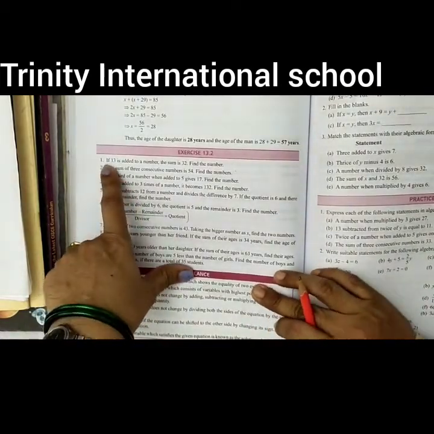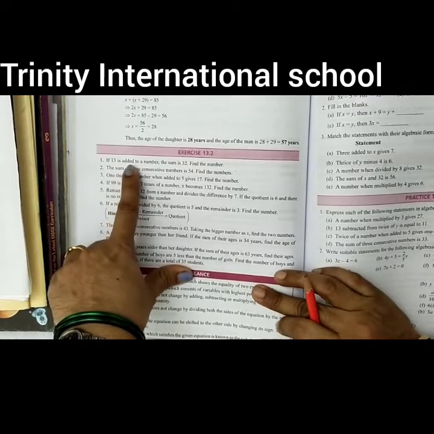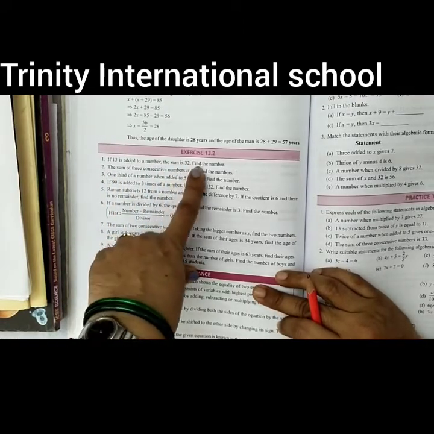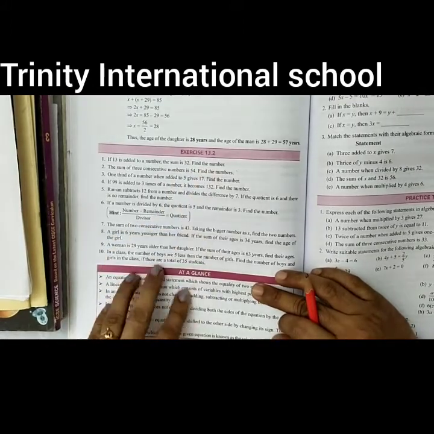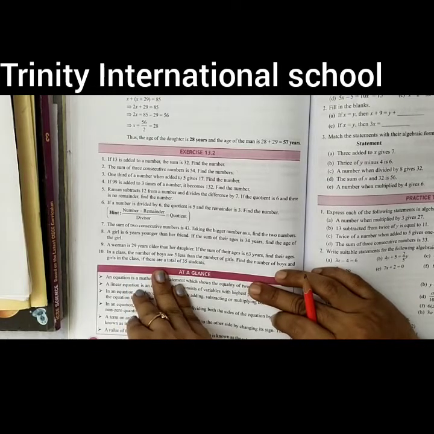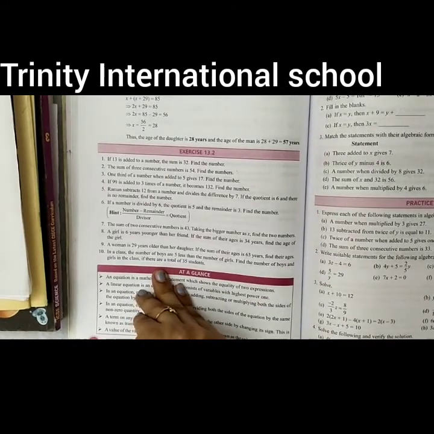So see here. If 13 is added to a number, the sum is 32. Find the number. So here you have to write all the statements that are required. So let us start writing.